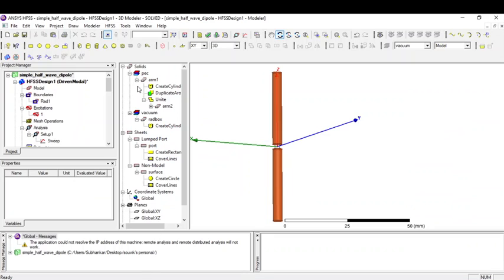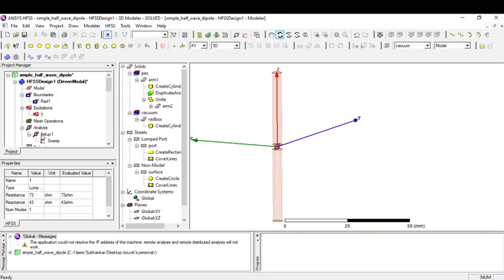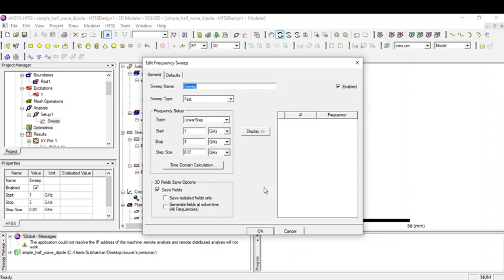So we can select from excitation port 1. We can see the resistance and reactance values. You can use it in our lab report, and under analysis we can see the sweep, fast sweep, and the range 1 to 3 gigahertz.